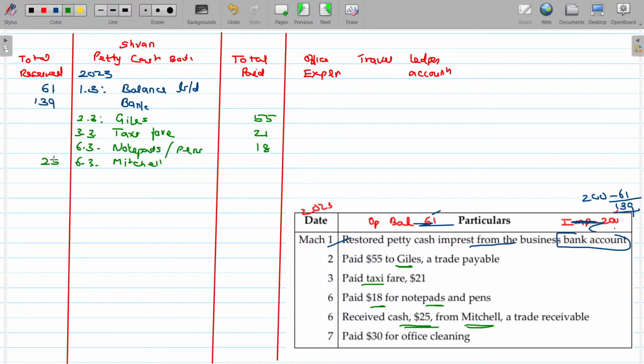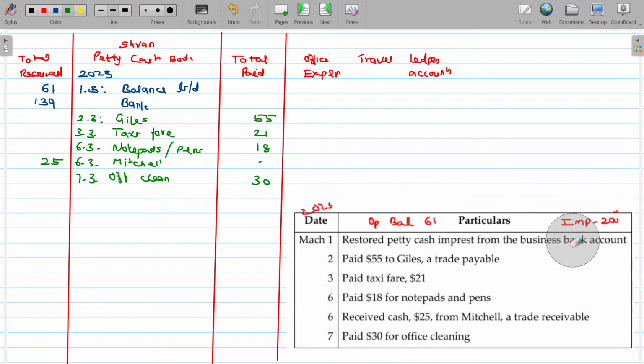So I put the value in the total received column on the left hand side. So you have to be double cautious with this. Now paid $30 for office cleaning on 7th March. Office cleaning, the value being $30. So I have posted all these values. Now I have to finish up tallying this.